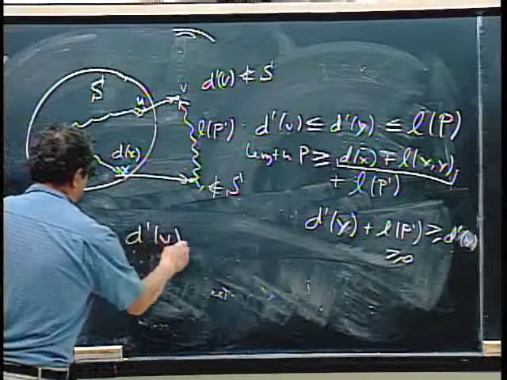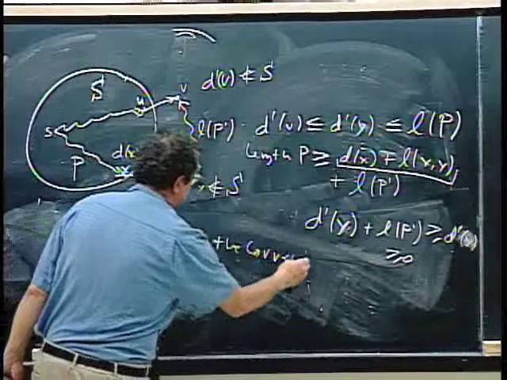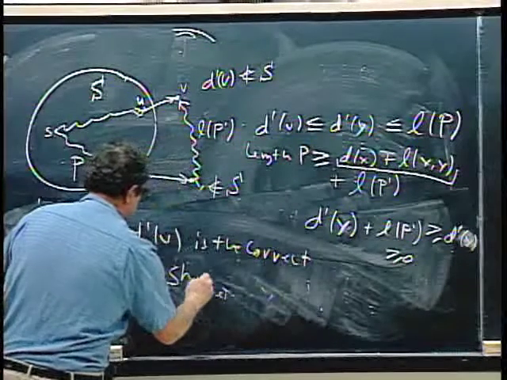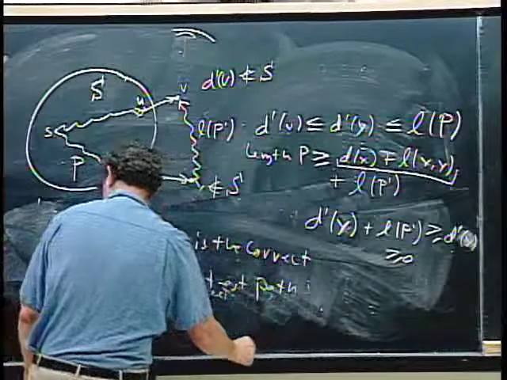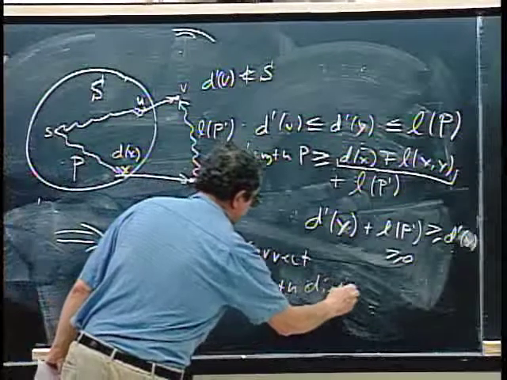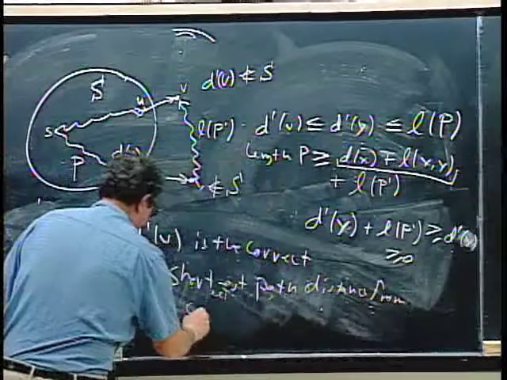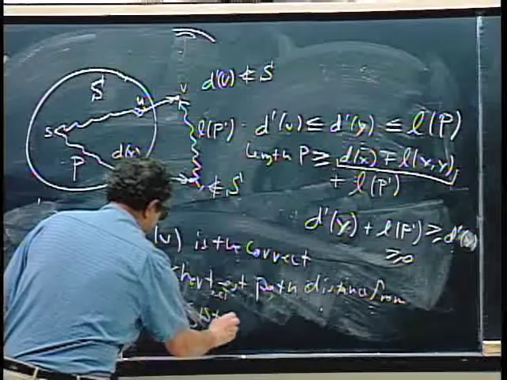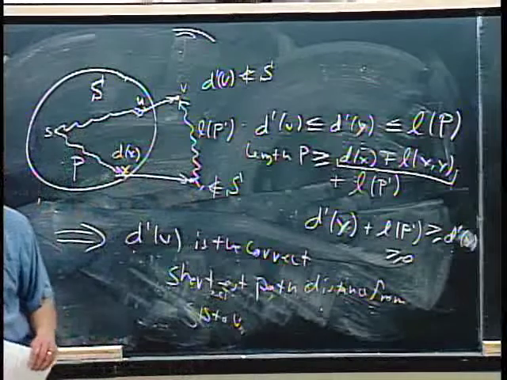d prime v is the correct shortest path distance from little s to v, which means Dijkstra's algorithm is correct.